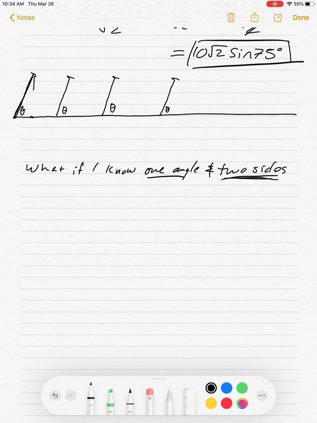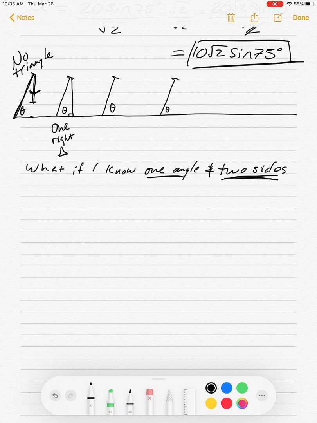Well, one thing that could happen is this side is too short. So actually, no matter how you turn that side, there would be no triangle formed. So that's one possibility. The second possibility would be this side could be just long enough to hit the base vertically. In that case, I'd have one right triangle.